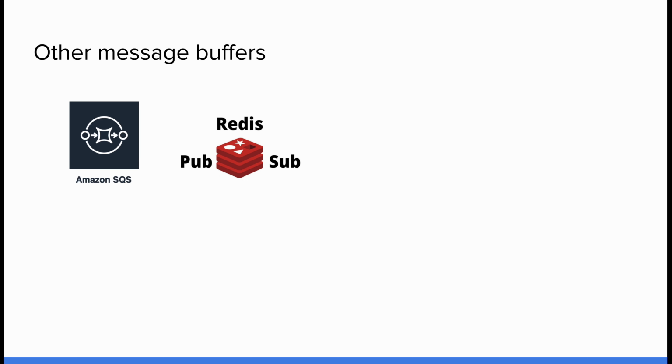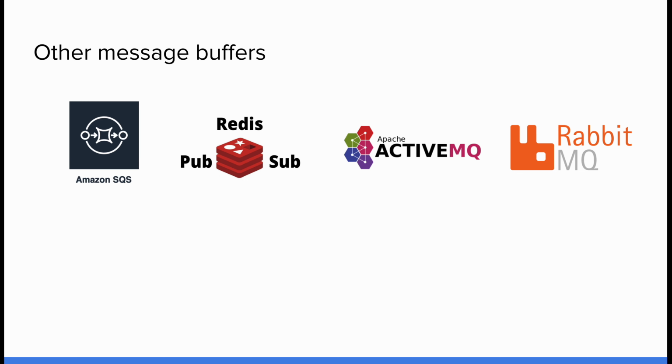So in addition to Kafka, there are in fact many message buffer technologies out there, and Cloud PubSub is Google's offering in this space, but it's worth mentioning the others. So for example, we have Amazon SQS, Redis PubSub, Apache ActiveMQ, RabbitMQ. These are some of the more common ones. They are widely used in different contexts and environments for messaging and buffering.